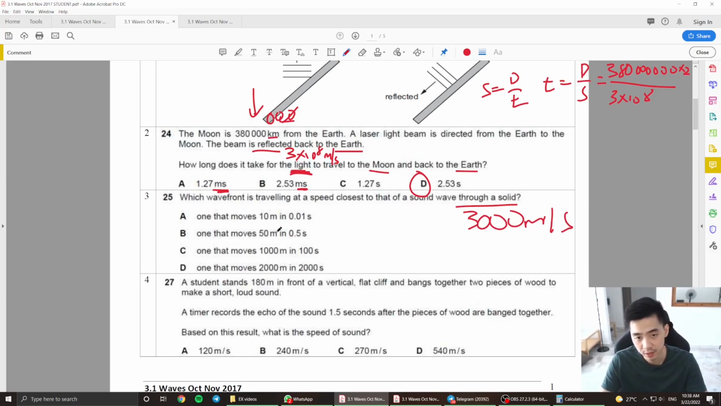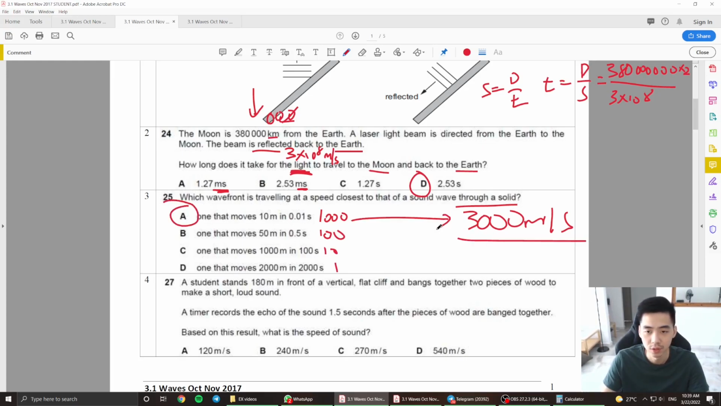One that moves 10 meters in 0.01, 10 divided by 0.01. This is going to be 1,000 meters per second. 50 divided by 0.5 is going to be 100. 1,000 divided by 100 is going to be 10. This is going to be 1, right? So the answer can be no other than A, right? Because it's the closest one to 3,000 already.